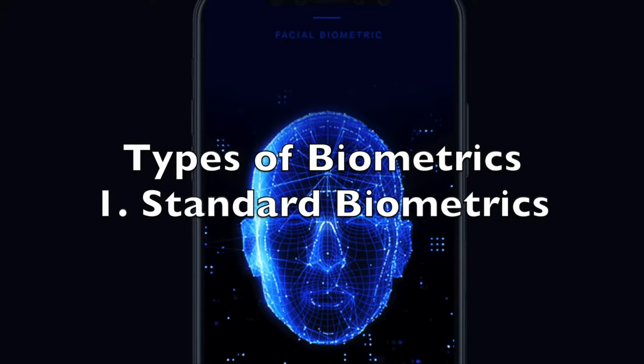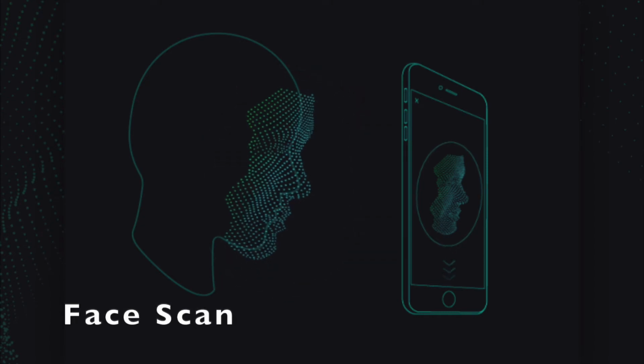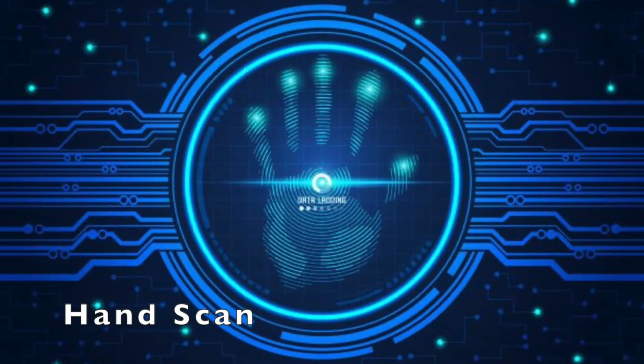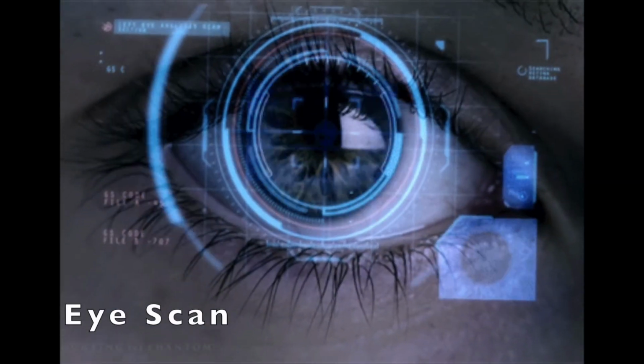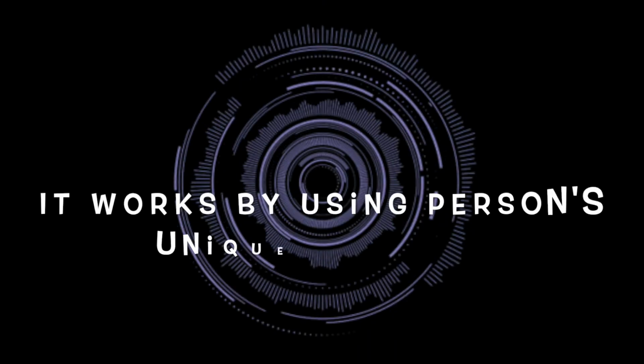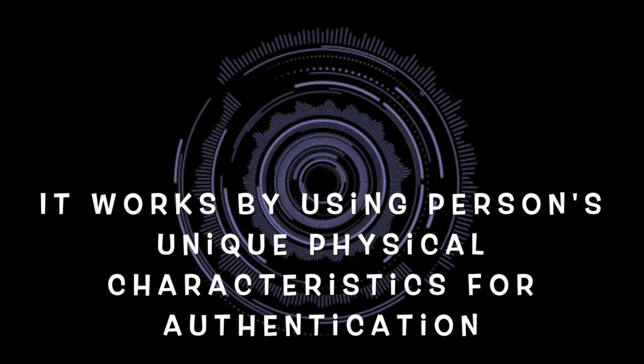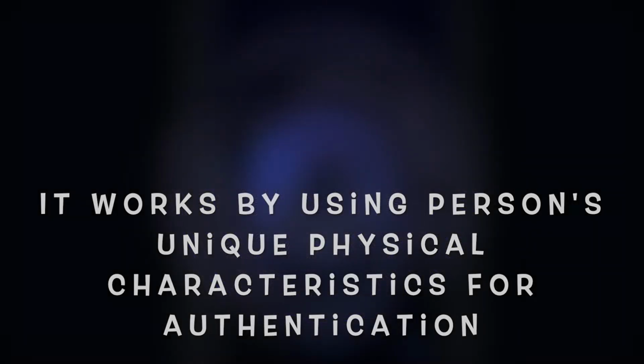Let's talk about the first type of biometrics. There is fingerprint, face scan, hand scan, and lastly, the eye scan. They all work by using a person's unique physical characteristics for authentication.